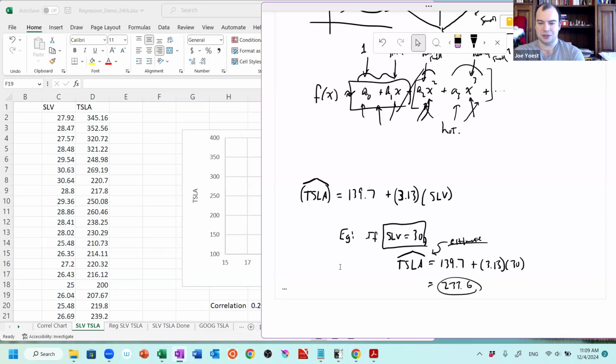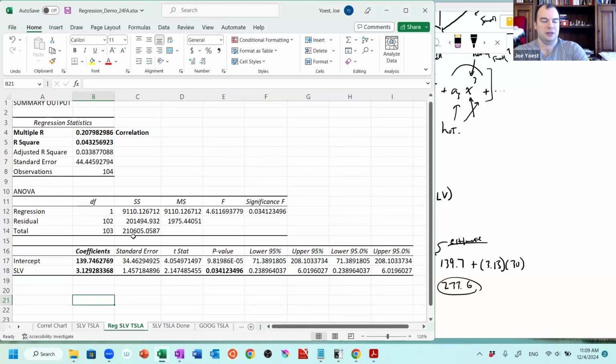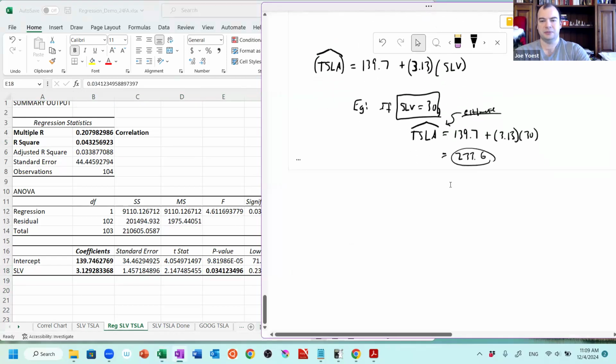Just like any guess, just like any model, this might be a really good guess. It might be a very reliable guess. It might be a terrible guess. So we want to use a little more of the information in here to tell, do I think this is a good guess, a terrible guess, somewhere in the middle? There are a few things that I'm going to look at here. In particular, this R squared number and this p-value number down here.